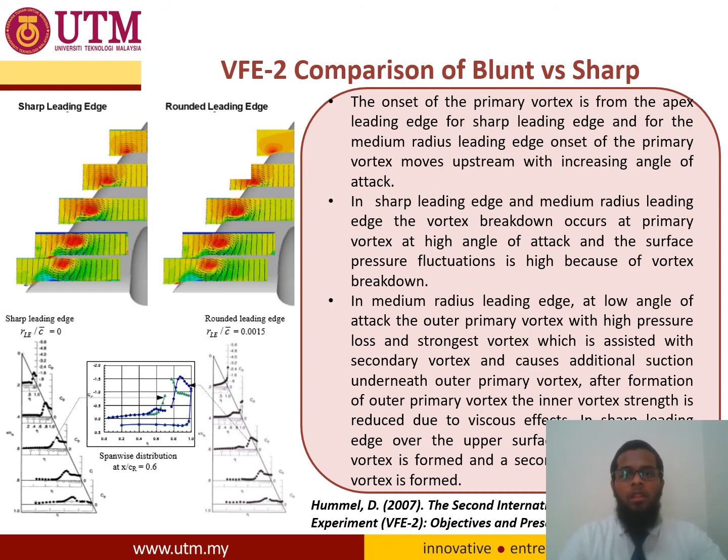Vortex breakdown mainly occurs in the primary vortex. In medium radius leading edge, the primary vortex has the highest pressure loss, and a strong vortex, which is assisted with the secondary vortex, also causes additional suction underneath the primary vortex after the formation of the primary vortex. The inner vortex strength is reduced due to the viscous effect, and in the sharp leading edge, the primary vortex is formed on the upper surface, and a secondary vortex, but no inner vortex is formed.